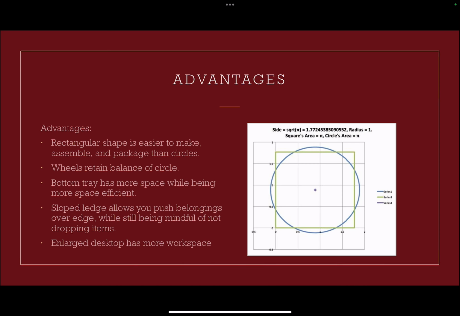So, some advantages. I've already described most of these, but again, the rectangular shape is just overall easier. It's easier to assemble, package, and of course it gives us more area. That's what this picture is showing: for a circle and a square with the same area, the square takes up less space. Also, going back to the ledge that I'm proposing, it still has the same functionality as the current ledge, but it'll be easier for me, and a lot of my classmates have said the same thing, so it'll be easier for all of us to use.